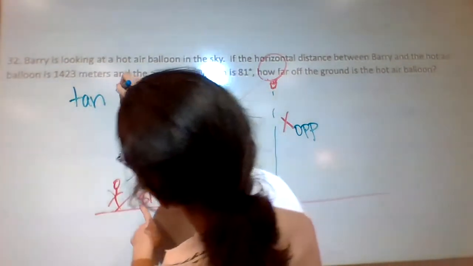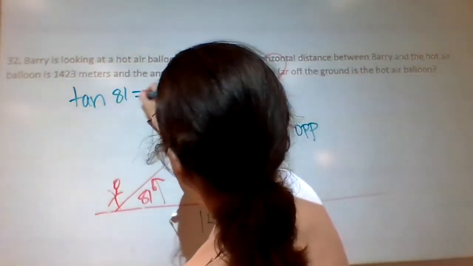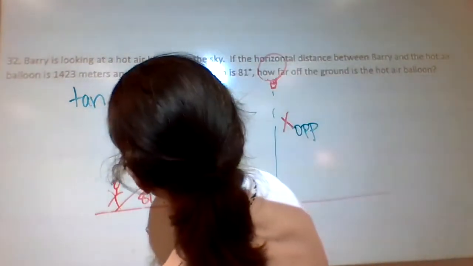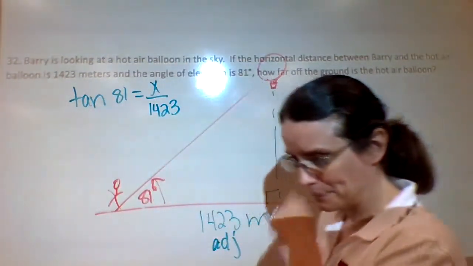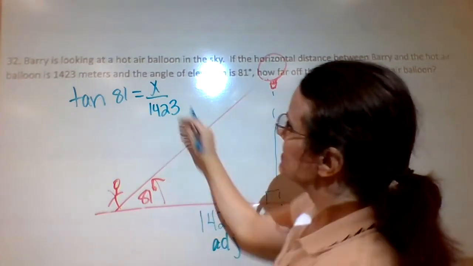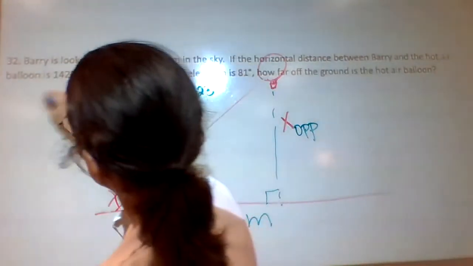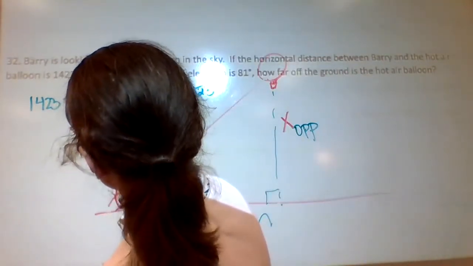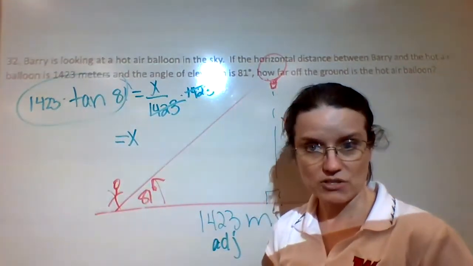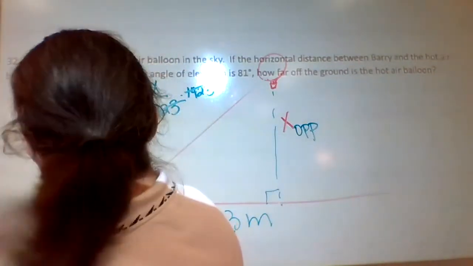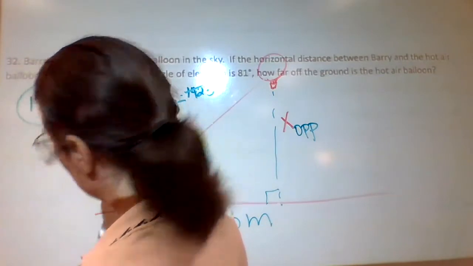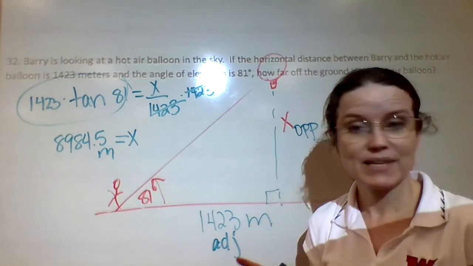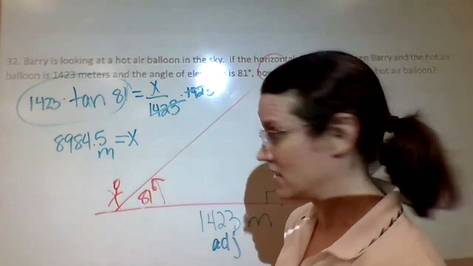So I'm going to use the tangent on my 81 degree angle, and it's going to tell me that I'm going to have my opposite, which is x, over my adjacent, which is 1423. Okay? To get x by itself, I will multiply by 1423 on each side, and I'm going to get x equals whatever all that is when you put it in your calculator. And when you do that, you should get 8984.5 meters. So it's really high up there, but that makes sense. We wouldn't want it to be, you know, about to hit us on the head.